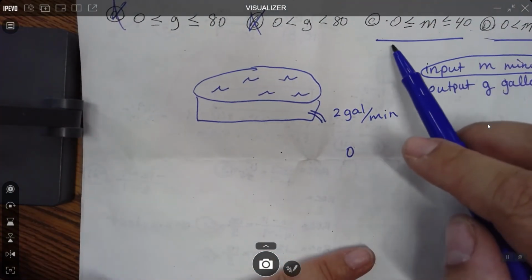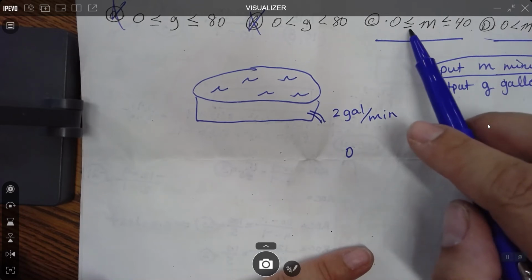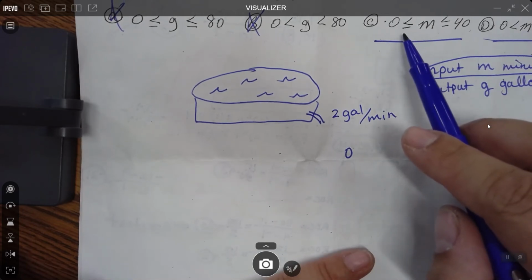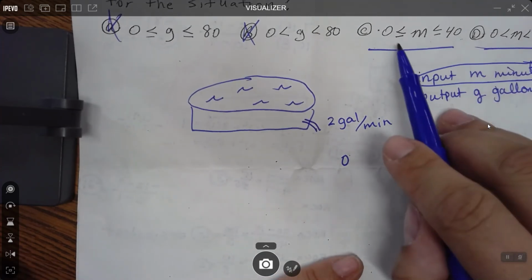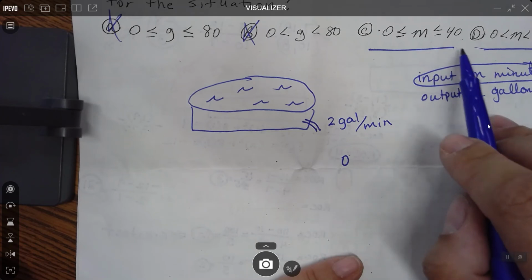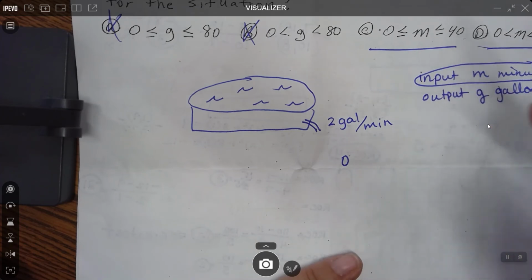And no, time can be equal to 0. There's no reason why it cannot, it doesn't have to be equal to 0. Time can be equal to 0 and time can be equal to 40 seconds. So I would go with C.